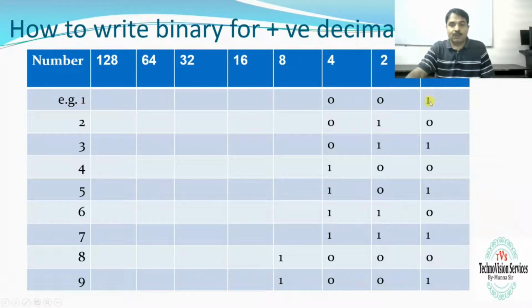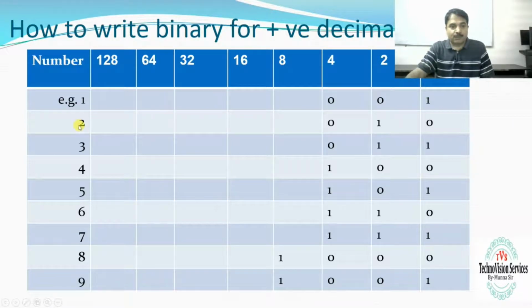Suppose we are trying to write the binary for decimal number 1. Here only 1 is involved in writing decimal number 1. The rest of the numbers are not involved, therefore we have put zeros there. So for binary 1, we can write 0, 0, 1.